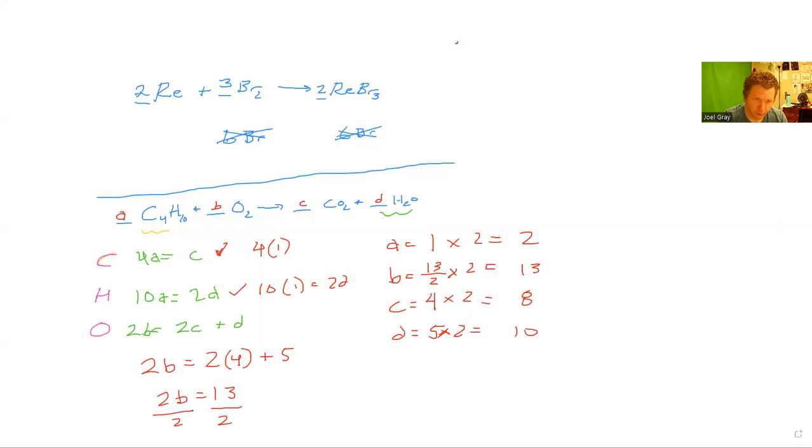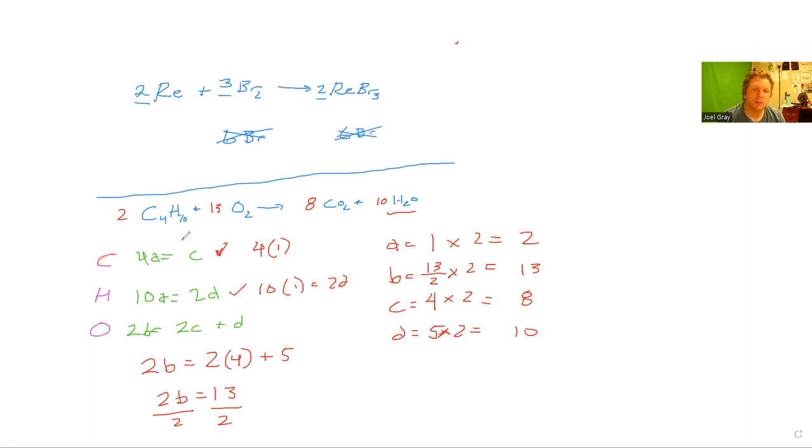So if we were to put, I'm going to erase my variable coefficients. And I'm going to put 2, 13, 8, and 10. Okay, so how many carbons does this give me on my reactant side? I've got 8, and then I've got 8 on my product side. How many hydrogens on my reactant side? Well, 2 times 10 is 20. And then on the product side, 2 times 10 is 20.